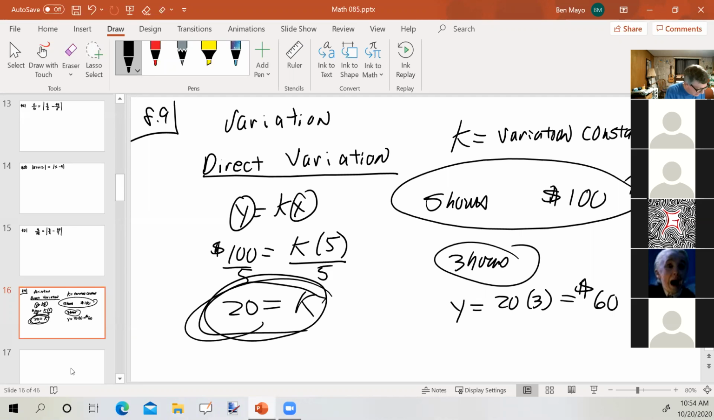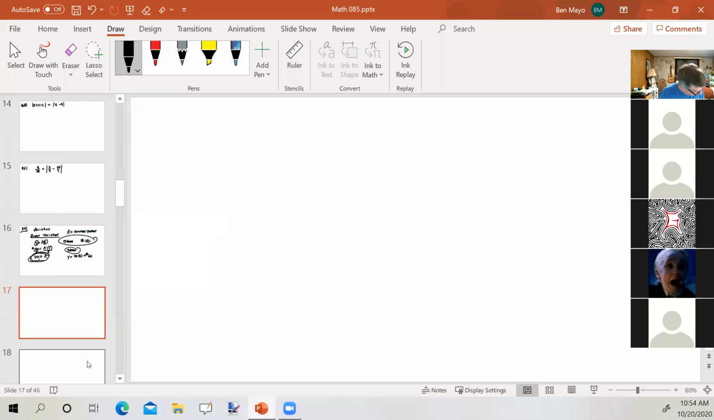Okay, let's apply that to another problem, one in the textbook. And let me see if I can find this. Okay, so this says free fall. An object in free fall, in other words, an object just falling through space, travels a distance s that varies directly to the square of the time t. All right, so I said varies directly. So the distance s varies directly to the square of the time t.